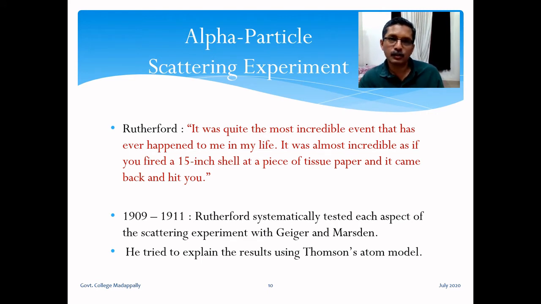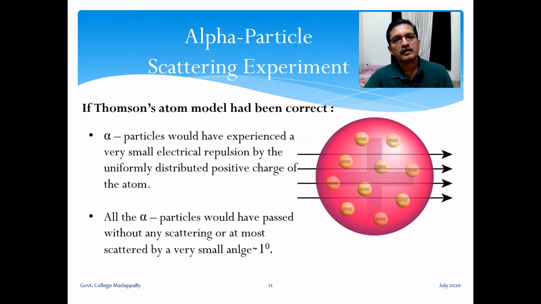In the next two years, from 1909 to 1911, Rutherford systematically tested each aspect of the scattering experiment with Geiger and Marsden. This team redid all the different aspects of the experiment, checked all the measurements, and Rutherford tried to explain the results using existing atom models, in particular Thomson's atom model. What if Thomson's atom model was correct?